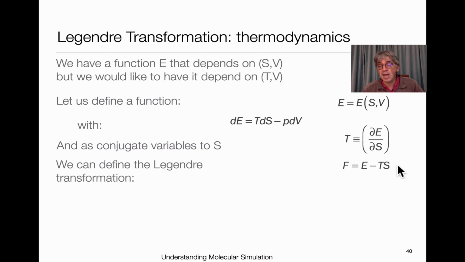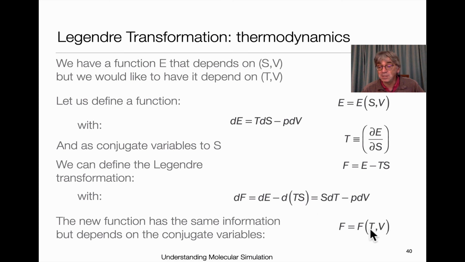So this is a coordinate transformation that has the same information. So E has the same information as F, but it has a more convenient dependence. With this one, it basically depends on temperature and volume. So the F contains the same information as E, but we have this change of variable. And that is another way of looking at these auxiliary functions. It's just a Lagrangian transformation.